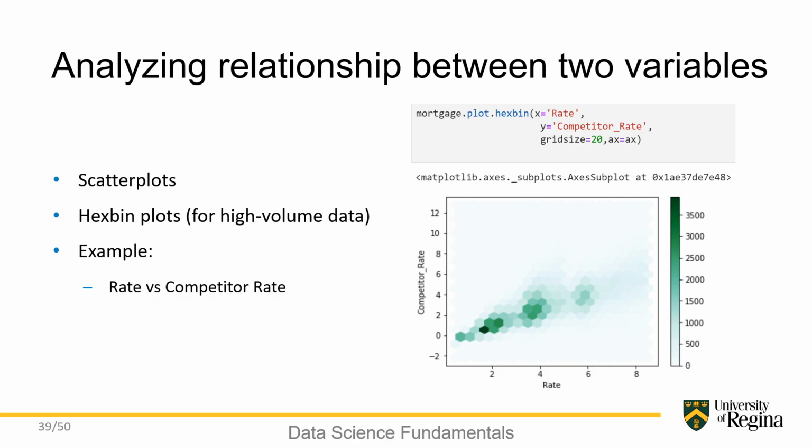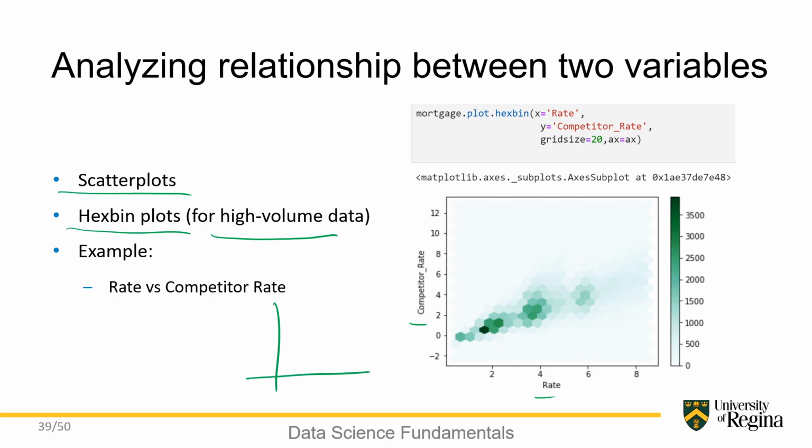So that was for one variable. If you want to visualize the relationship between two variables, you could use a scatter plot or a hexbin plot. This was again a question for the final exam. They help you analyze two different variables. Sometimes scatter plots become hard to analyze, and if you have high volume data, you'd better use a hexbin plot.